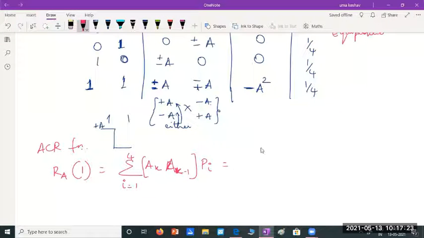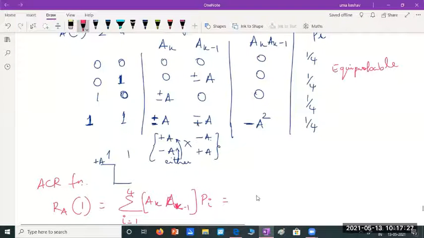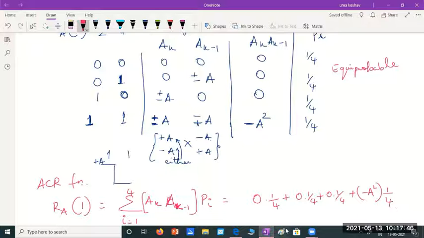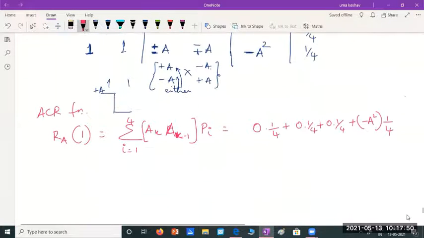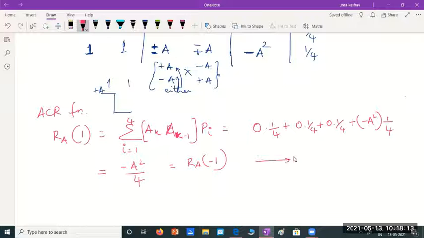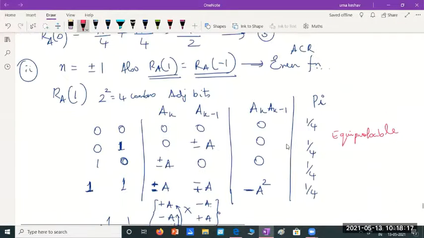So you substitute the values. Here we have already computed the products. So the first one, 0 into 0 is 0, square into 1 by 4. 3 cases I have of 0 into 1 by 4, 0 into 1 by 4. And the last one is minus A square into 1 by 4. So what's the total value? This autocorrelation function will be minus A square by 4. So this is the value of the autocorrelation function R of 1, which is the same as R of -1. Both are the same. Let me give some equation number, 4.